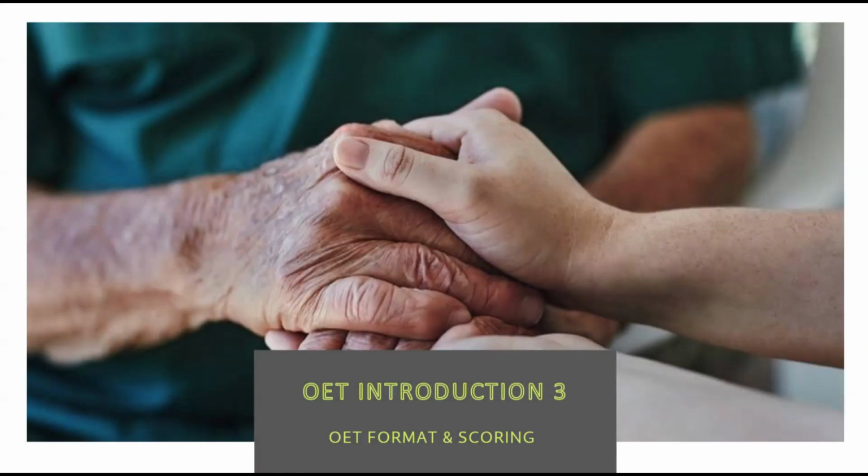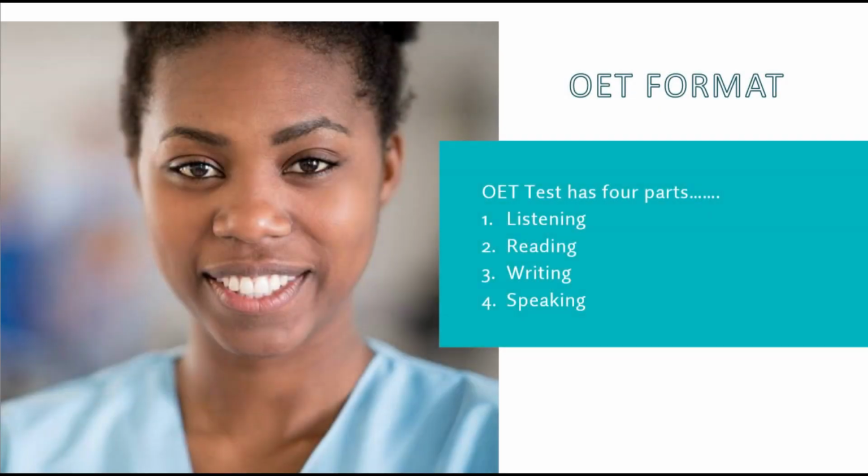In this video we are going to learn about OET format along with the score. Now let's go to the first part, that is OET format. The OET consists of 4 main subtests: listening, reading, writing, and speaking. Each section assesses professional language skills in a healthcare context using different formats and timings.